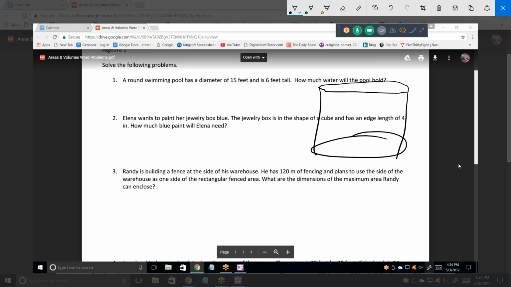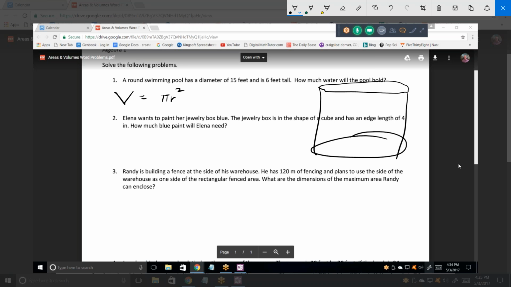So we need to find the radius. Okay. What's the radius? Which is 7.5. Okay. What's the formula for volume of a cylinder? Pi r squared. Oh, well, that's not volume, that's just area. Okay. You're only halfway there. What's the rest of it?